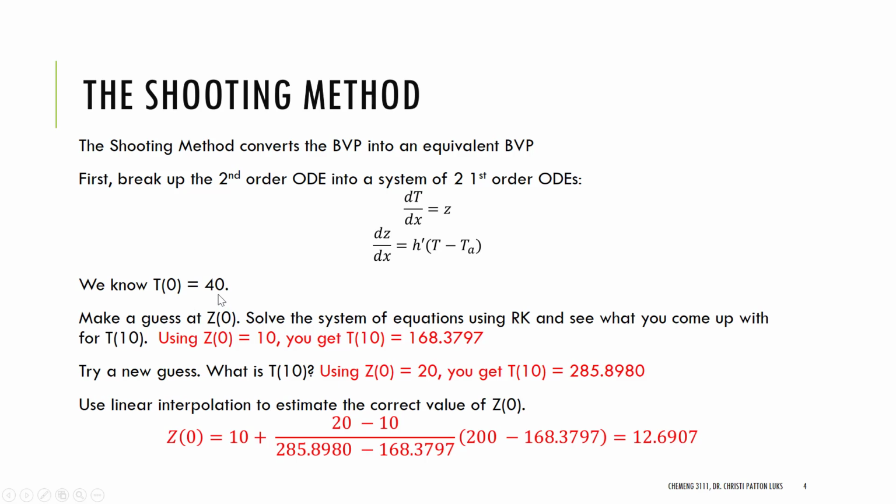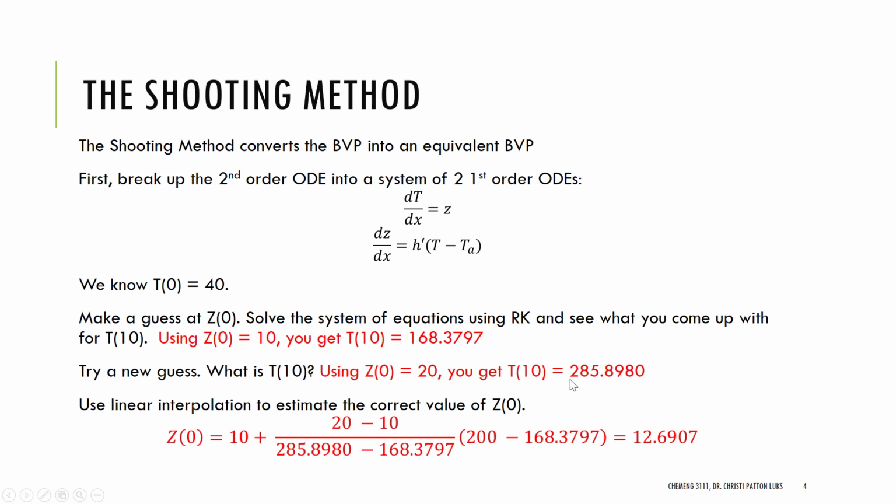And we know that T of 0 is equal to 40, but I don't have an initial value for z, so I'm going to guess. What you're going to do is guess, solve the equation using Runge-Kutta, find out what T at 10 is and see if it matches, and it won't. And so then try a second guess and again figure out what T at 10 is. So when you use z of 0 is 10, you end up with T at 10 is 168. And when you guess that z of 0 is 20, you get T of 10 is 286.